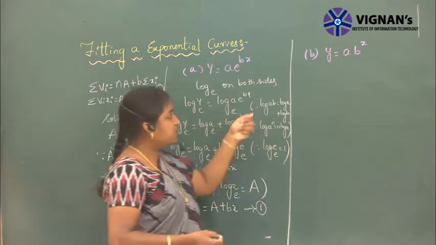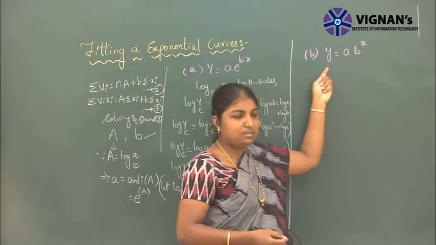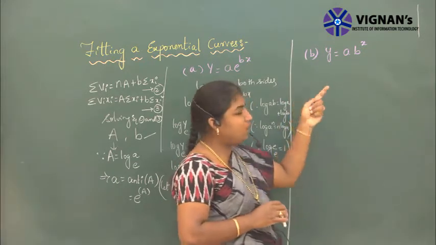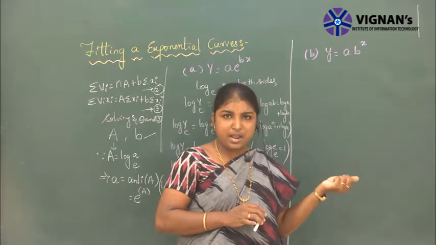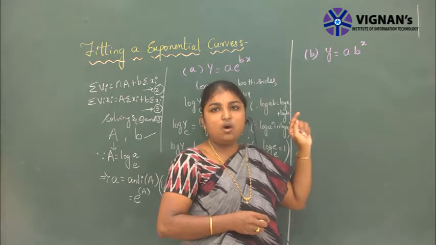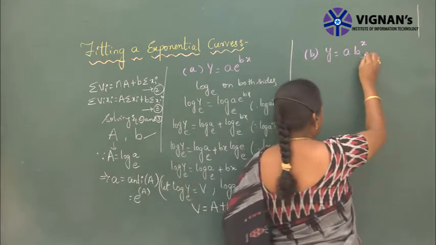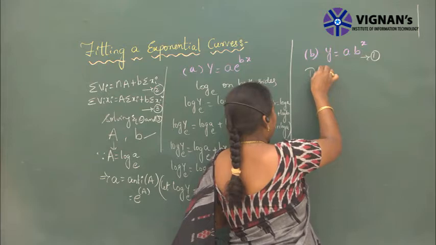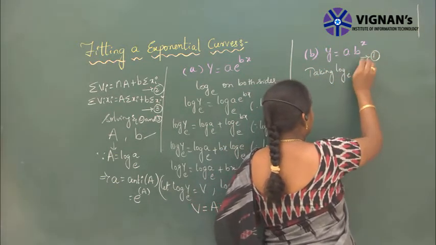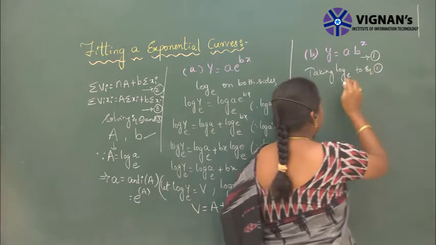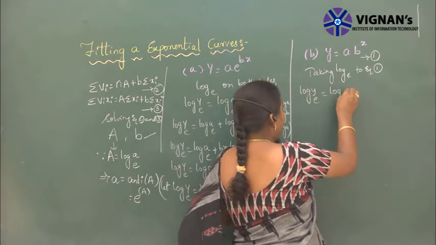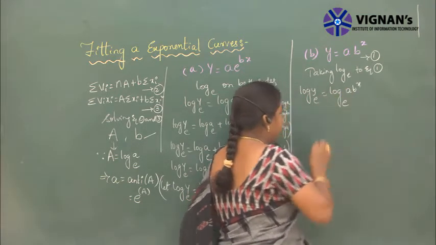And the next exponential curve we have is sometimes y equal to a b power x. With y equal to a b power x, we cannot find the values directly. So for this type of equation we take logarithm on both sides. Let this be equation 1. Taking log base e of equation 1, we get log y base e equal to log of a b power x, base e.